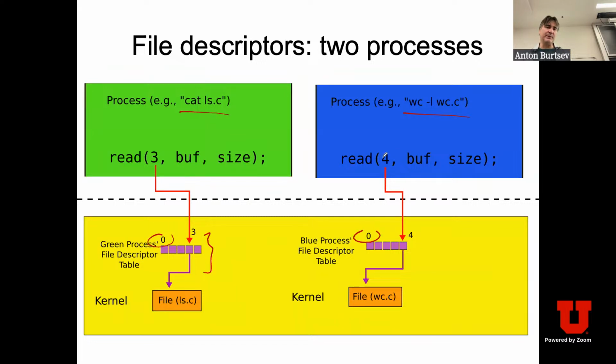And here, this one is opened wc.c as file descriptor number 4. There's a pointer here. And this one, as file descriptor number 3, points to file ls.c, right? That's how it's organized. So each process will have its own file descriptor table. Agree? Any questions?